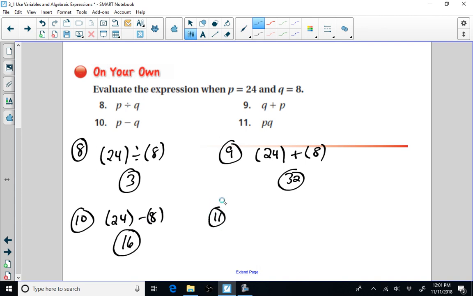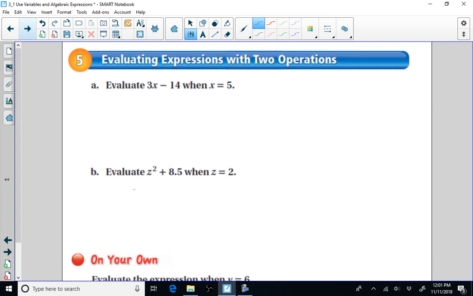And then problem 11. A number p times a number q when p is 24 and q is 8. So it's going to be 24 times 8. And 24 times 8 is going to be 160 plus 32. That should be 192. Alright, now let's do some more.